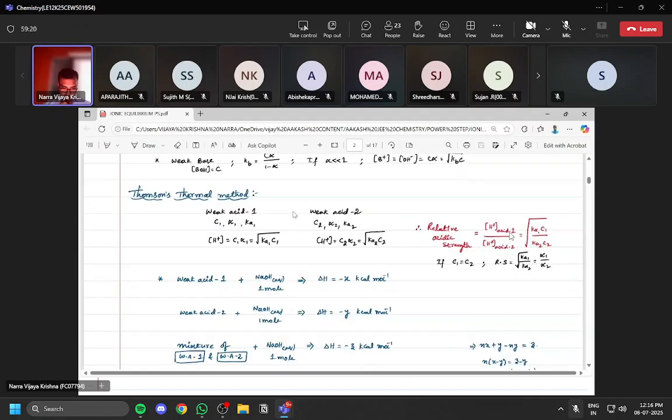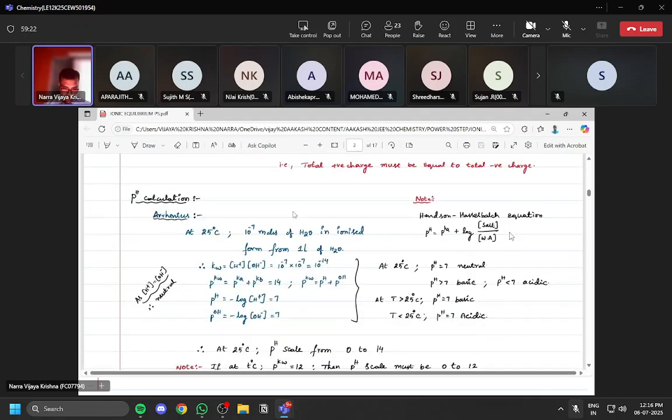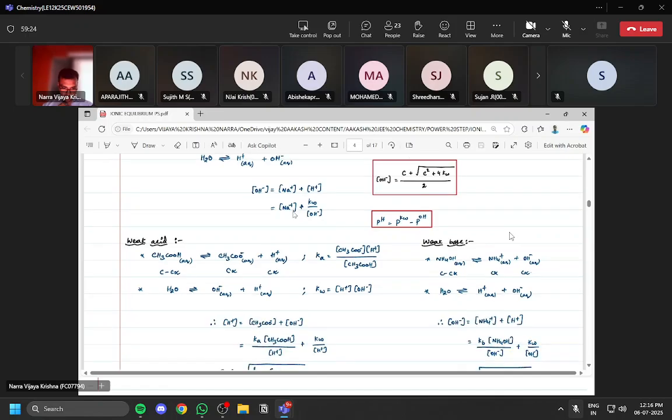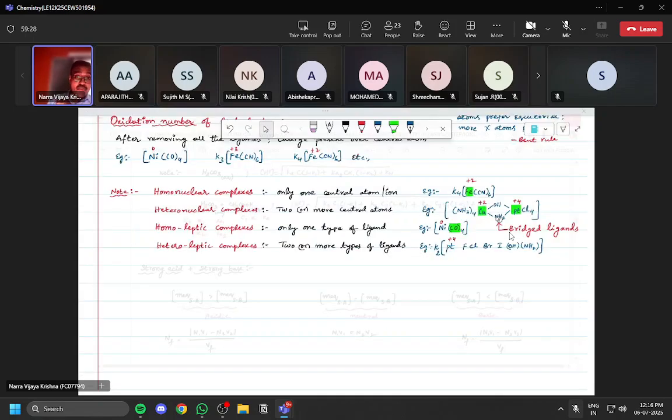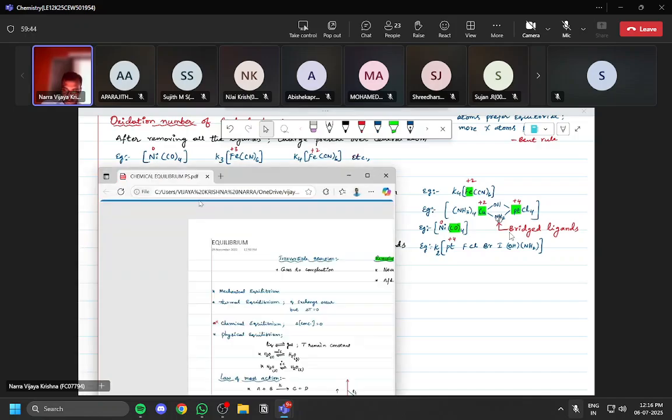Oh, here we have not discussed the strong and weak acids. The acid-base theory where we discussed chemical bonding. Oh, sorry, chemical equilibrium, I think. I will upload.